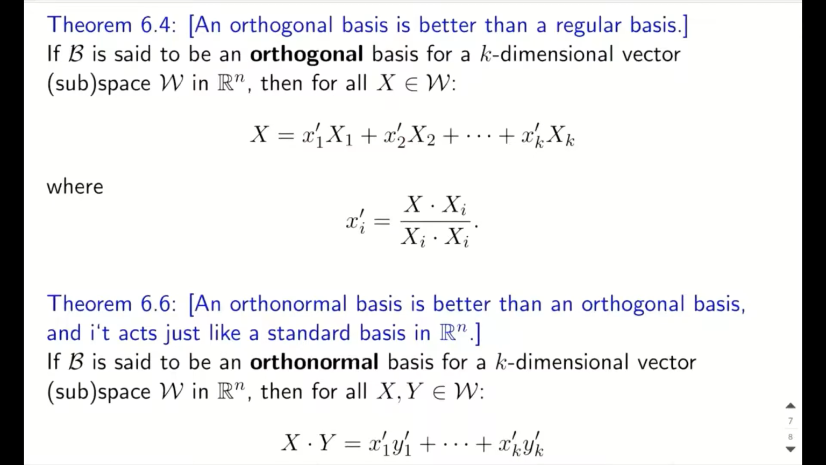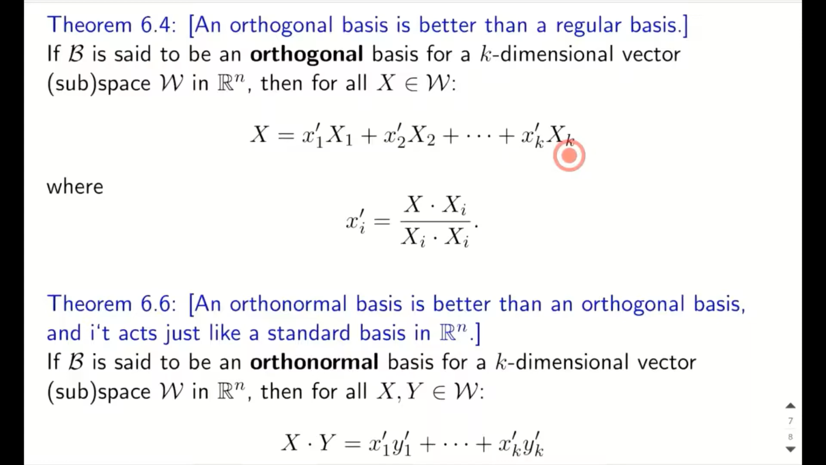Remember, way back before, if you want to compute the coordinate of a vector with respect to a basis in a vector space, then you will have to express the vector as the linear combination of the vectors in the basis of W. Then this means that you will have to solve a system of linear equations.